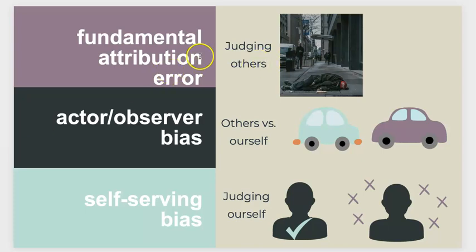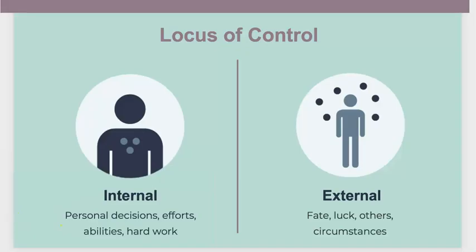So fundamental attribution error, we judge others. Actor-observer bias, others versus ourselves. And then self-serving bias, we judge ourselves and we see ourselves as superior. Okay. So we're going to move on to locus of control.